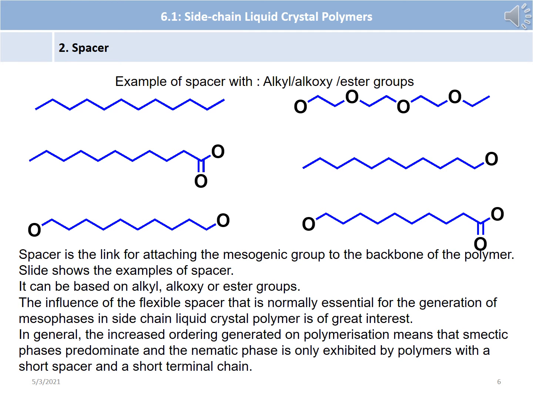Spacer is the link for attaching the mesogenic group to the backbone of the polymer. The slide shows examples of spacers. It can be based on alkyl, alkoxy, or ester groups. The influence of the flexible spacer, which is normally essential for the generation of mesophases in side chain liquid crystal polymer, is of great interest. In general, the increased ordering generated on polymerization means that smectic phases predominate and the nematic phase is only exhibited by polymers with a short spacer and a short terminal chain.